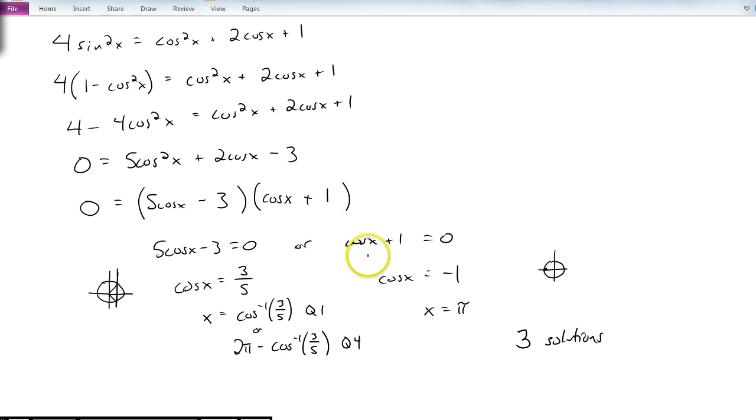Okay, the other factor is cosine x plus 1 equals 0. So cosine x equals -1. That's that spot right there because we want the x coordinate equaling -1. And you get x equals pi. 3 solutions. 1, 2, 3.